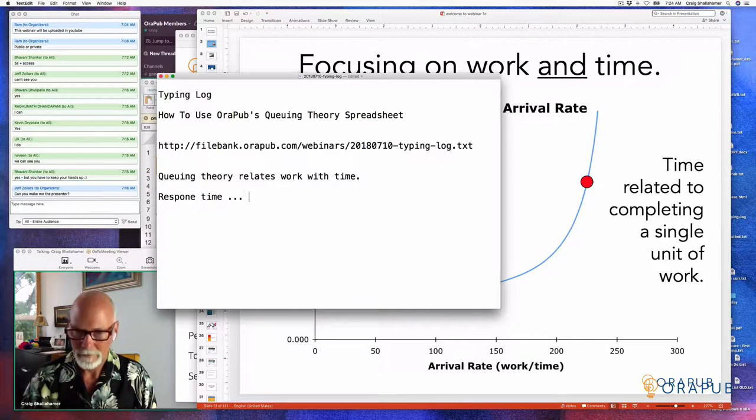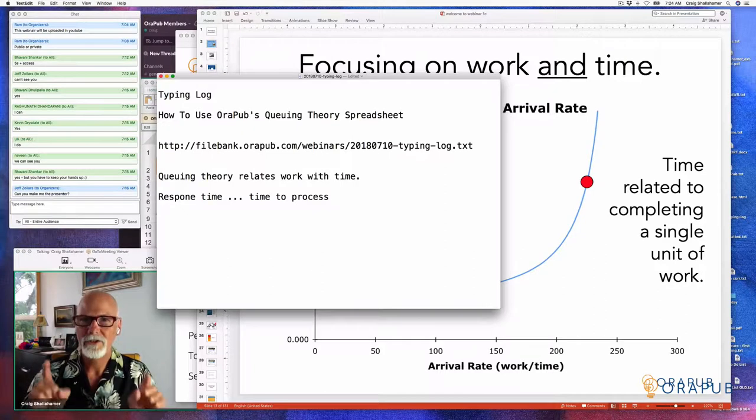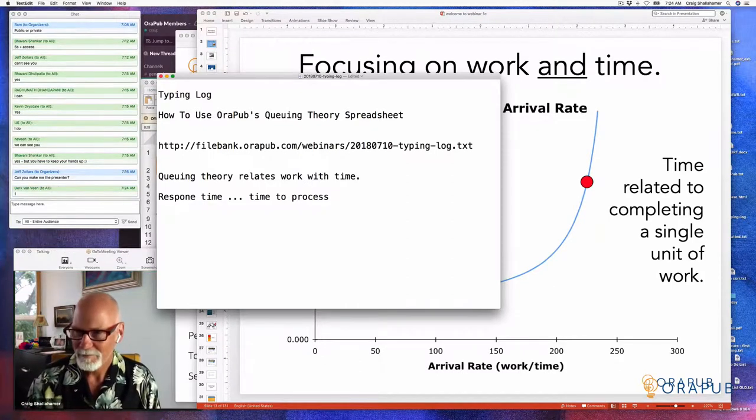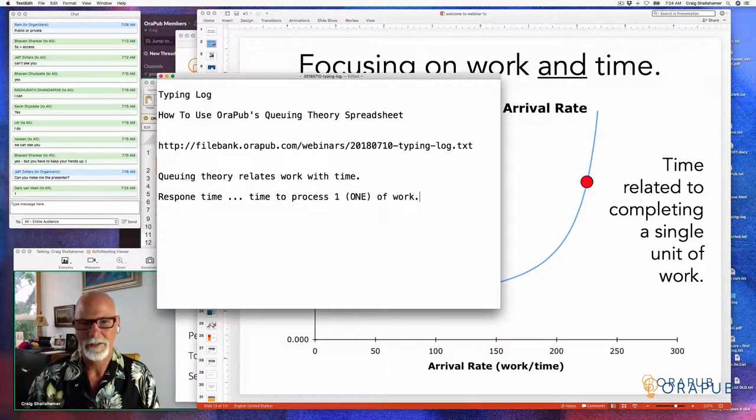Okay, time to process. What's the key word here? How many pieces of work is response time related to? Derek says one. Anybody else, what do you think? Yeah, it's one. One piece of work, okay?